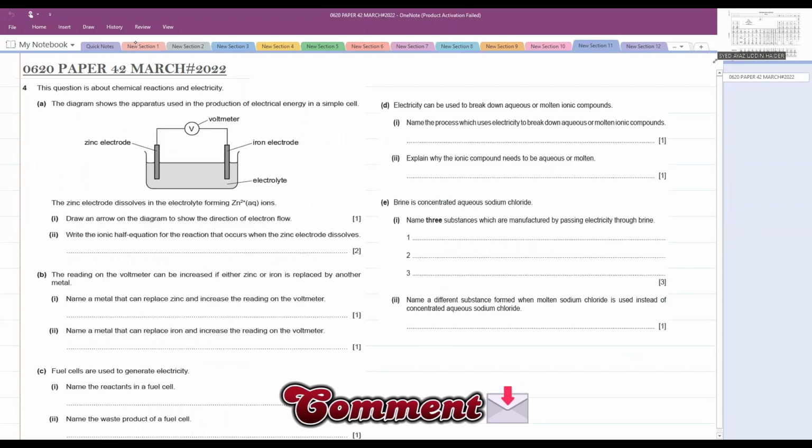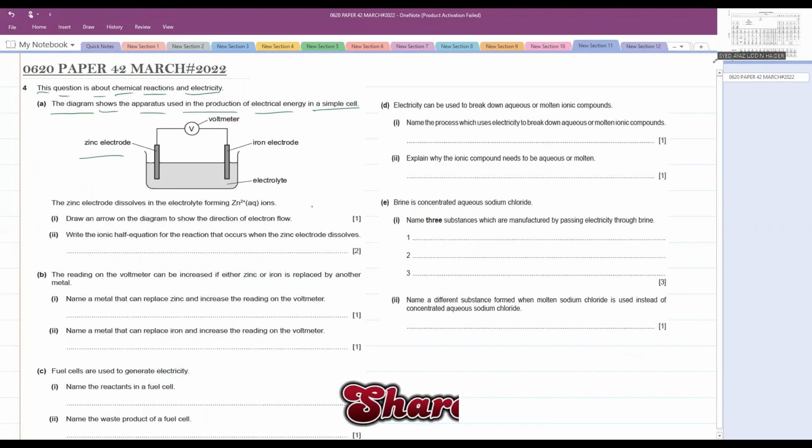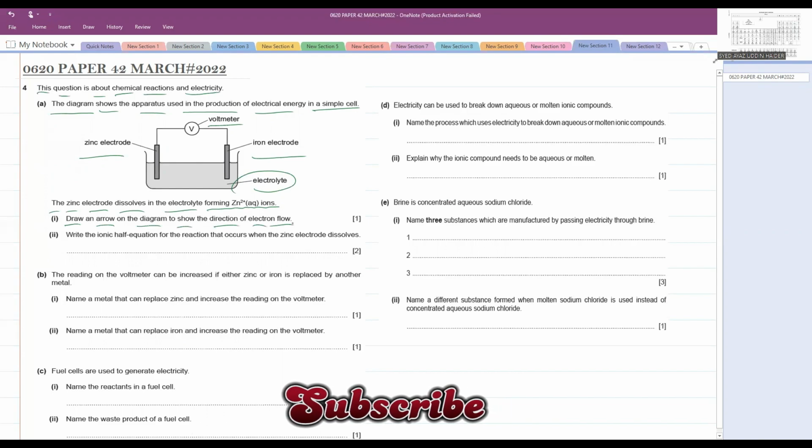Now, question number 4. This question is about chemical reactions and electricity. Part A: the diagram shows the apparatus used in the production of electrical energy in a simple way. You see the diagram. We have a zinc electrode on the left side, an iron electrode on the right-hand side. This is a voltmeter, and you have an electrolyte. The zinc electrode dissolves in the electrolyte, forming Zn2+ aqueous ions. Number 1: draw an arrow on the diagram to show the direction of electron flow.